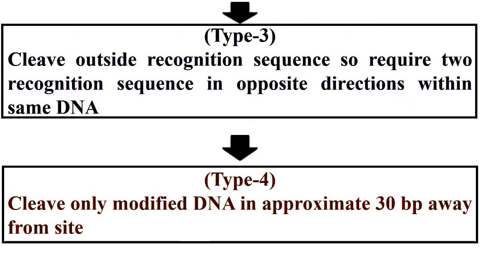On the other hand, Type 3 cleaves outside the recognition sequence, so it requires two recognition sequences in opposite directions within the same DNA. Whereas, Type 4 cleaves only modified DNA approximately 30 base pairs away from the sites.